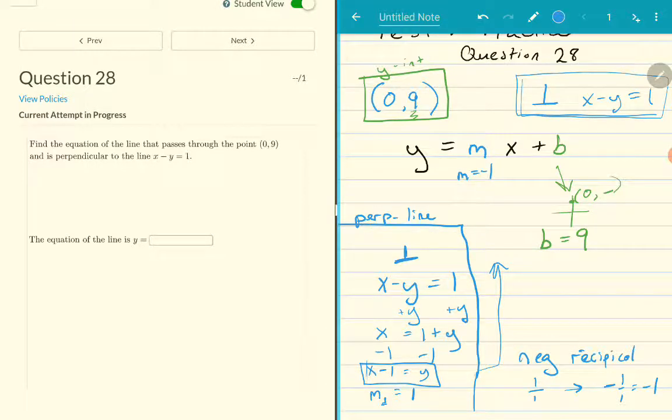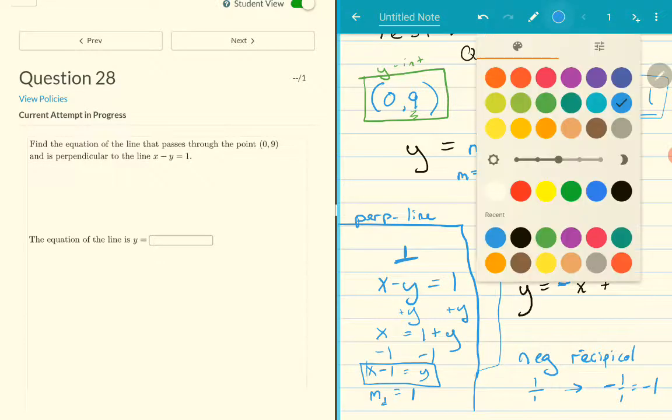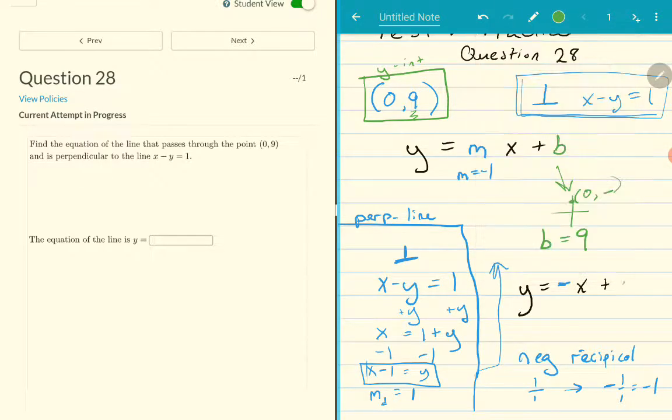Now plugging the b and the m into the equation of a line, I get y equals mx plus b. Plugging in m as negative 1, I can just write a negative since the coefficient is 1, I don't have to write the 1. And the b is 9. So there's my equation of the line.